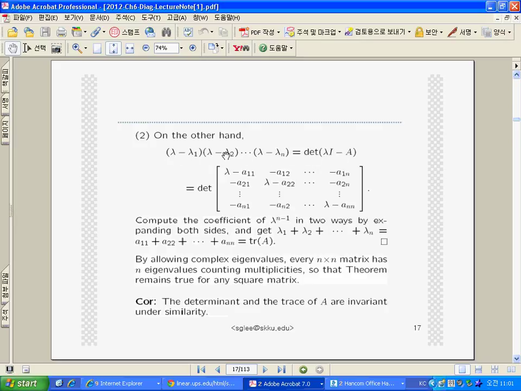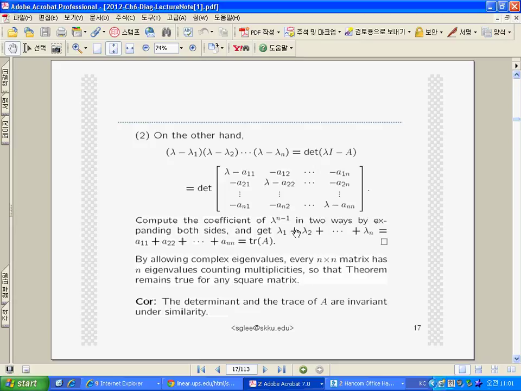Since this comes from the definition of the determinant and the eigenvalues, let's say the determinant of these is the same as this. Then just compare the coefficient of lambda to the n minus 1 in two ways by expanding both sides. On the left-hand side, the coefficient of lambda to the n minus 1 is the addition of the lambda i's. The coefficient of lambda to the n minus 1 on the right-hand side is this, which is the trace of A. So the trace of A is the same as the sum of the eigenvalues. This can be easily found by comparing the two polynomials and the coefficient of lambda to the n minus 1.